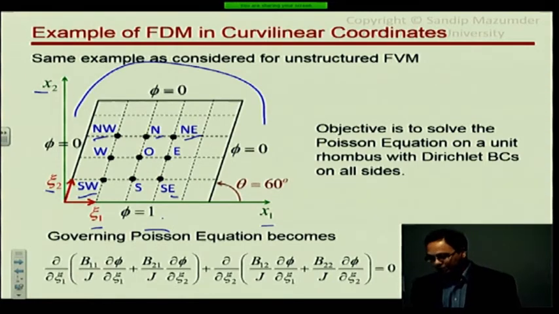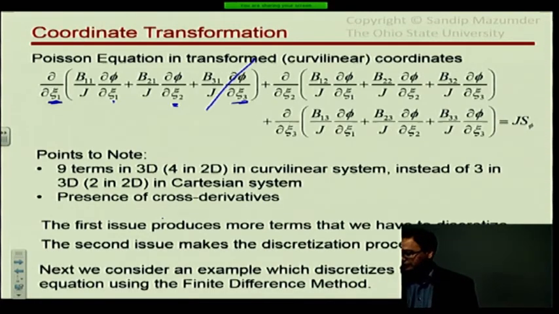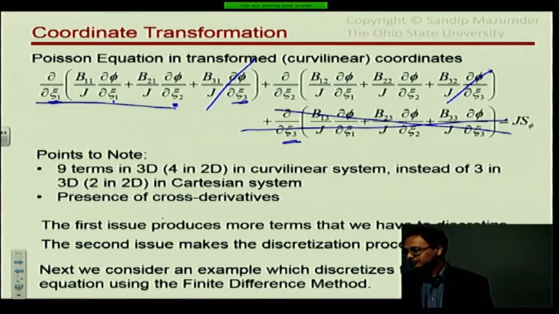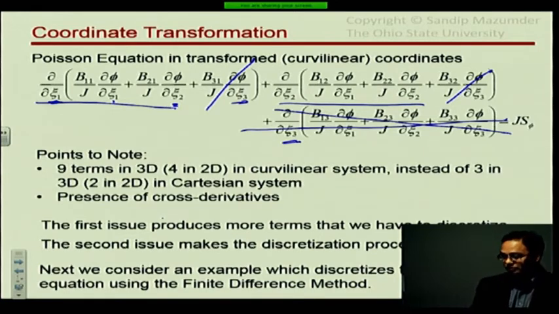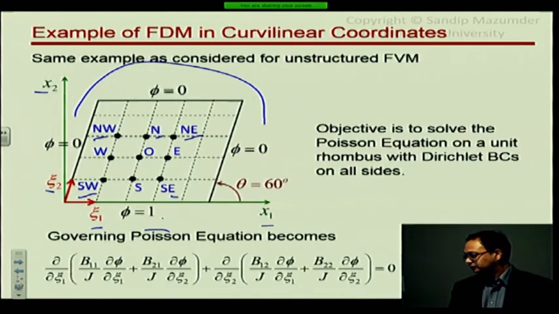Governing equation, if I just take this equation here, you see the xi3 terms will go away because it's 2D, and then this entire term will go away because this is the xi3. Okay, so I'm left with basically 4 terms. Normally for the Cartesian coordinates I'd have 2 terms. Now I have 4. Okay, 2 by 2 essentially. So that's my equation.